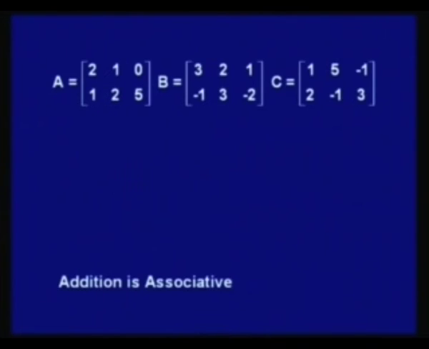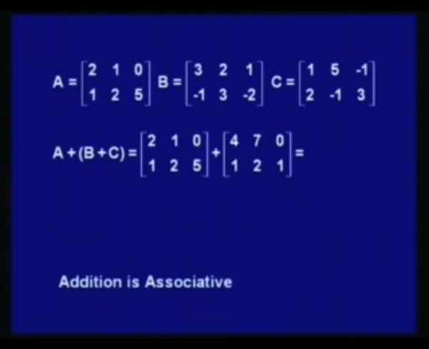This example is shown to illustrate that the addition is associative. So, I have taken a 2 by 3 matrix A: 2 1 0 in the first row, 1 2 5 in the second row, B matrix as again a 2 by 3 matrix consisting of 3 2 1 in the first row, minus 1 3 minus 2 in the second row, and C matrix as 1 5 minus 1, 2 minus 1 3. If I first add B plus C, then the result is 3 plus 1 is 4, 2 plus 5 is 7, 1 plus minus 1 is 0, and then the second row is 1 2 1, the sum matrix of B and C. In this I add the matrix A, the result is this matrix.